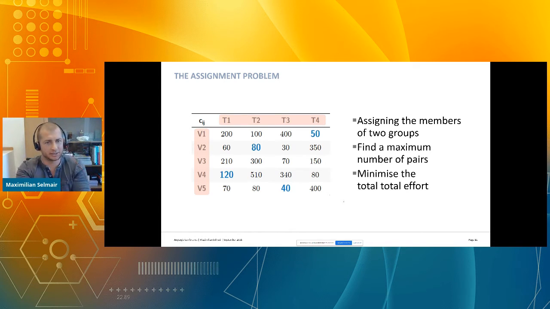And here you see, as an example, one solution, the optimal solution. What I want to highlight here is that, for example, for vehicle 2, not task 3, where vehicle 2 has only, let's say, 30 meters to drive, but task 2 is chosen in order to fit the overall goal of minimizing the total effort.